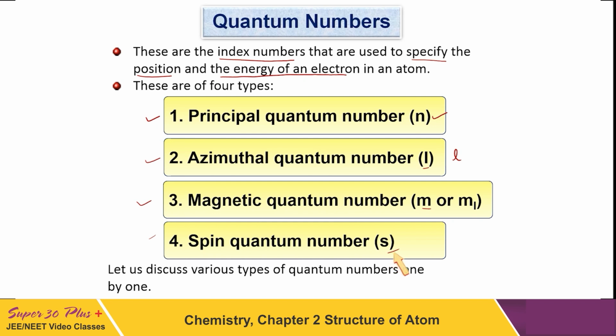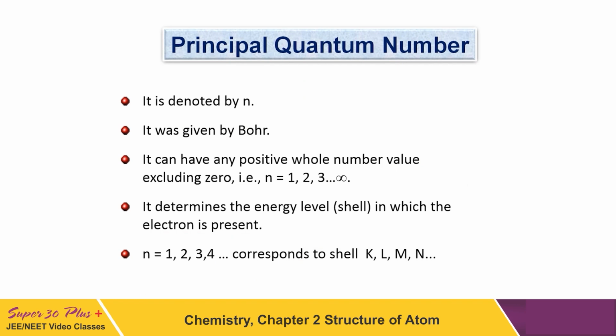So come, let us discuss the various types of quantum numbers one after one. So here we go with the quantum numbers. First is the principal quantum number, students. This quantum number is denoted by small n, and it was proposed by the scientist Niels Bohr. What does it give to you? What are the possible values of n?